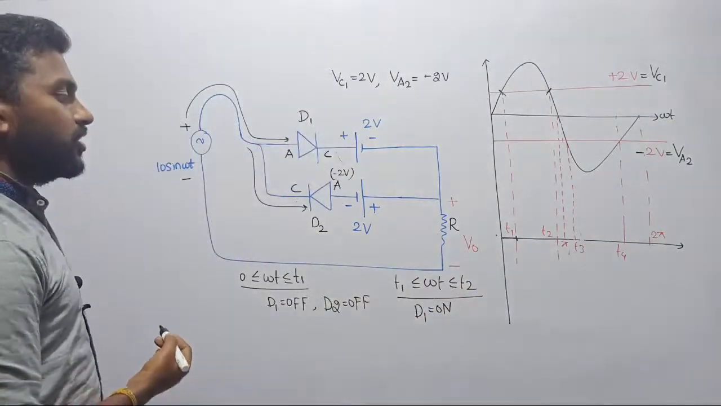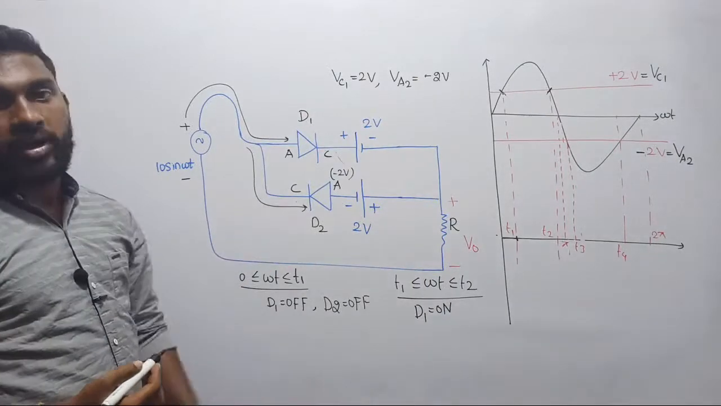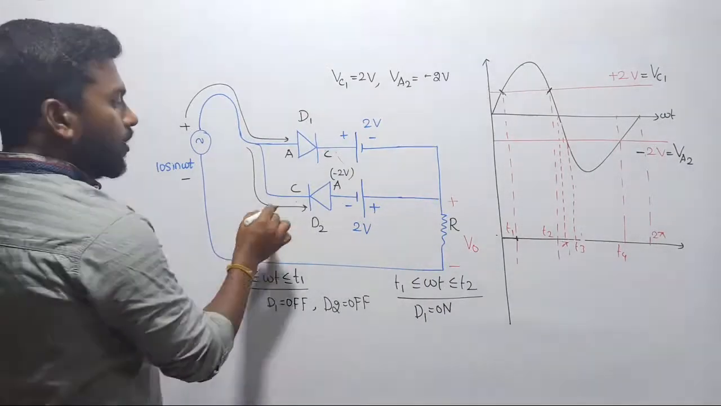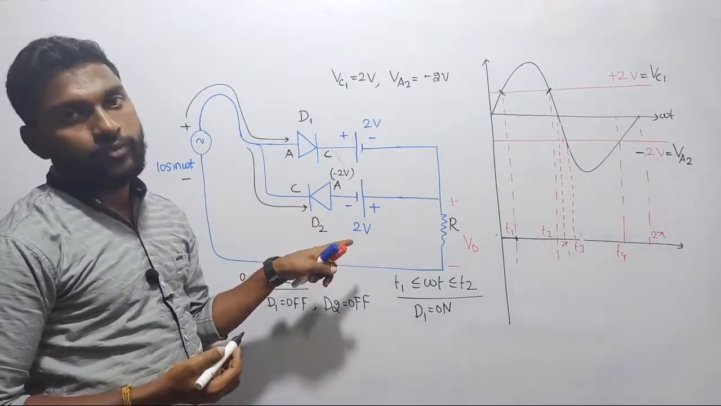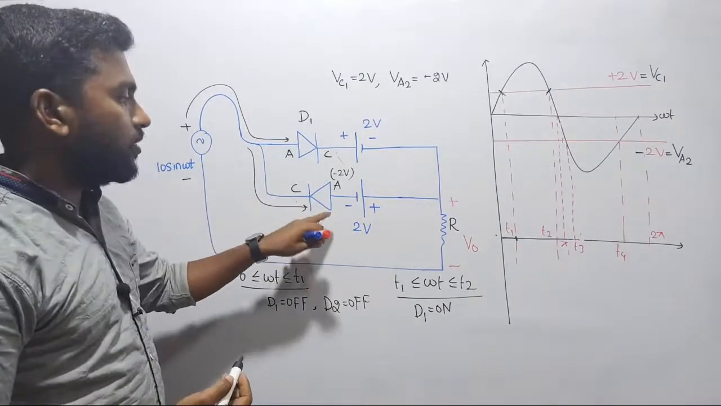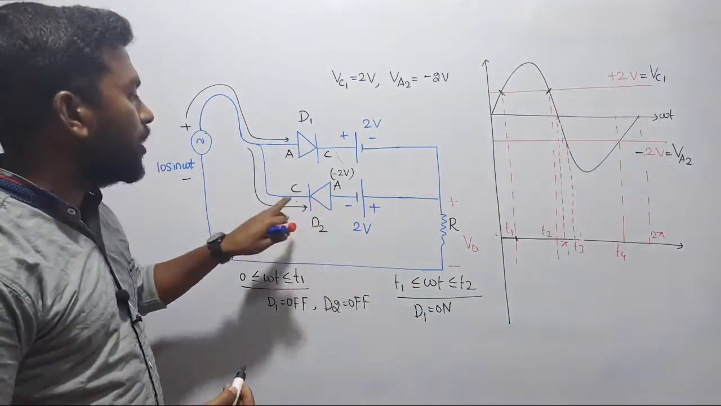What about diode D2, sir? You please tell me. No, diode D2 won't turn on, sir. Why? Because already here across the anode we have negative voltage. So we cannot turn it on, since a diode turns on only when the anode voltage becomes greater than the cathode voltage.